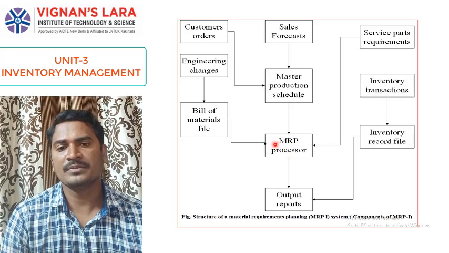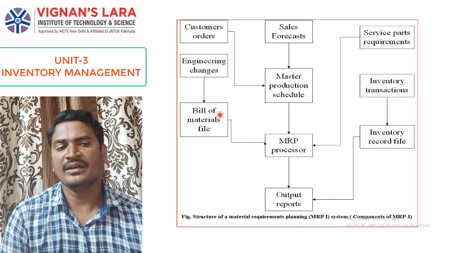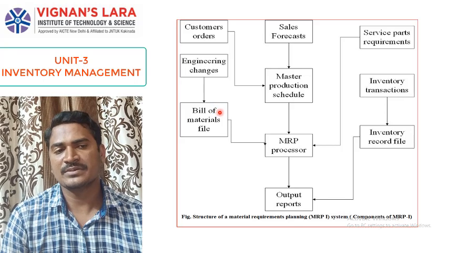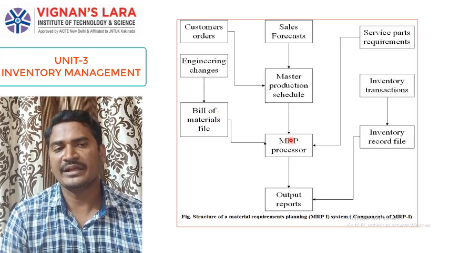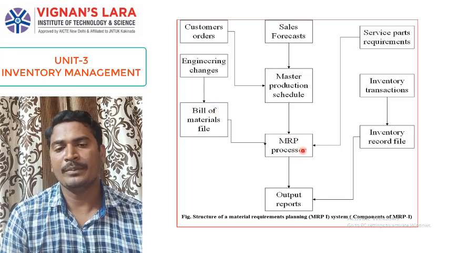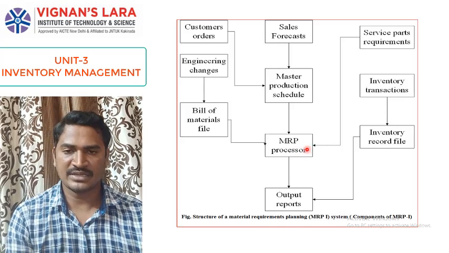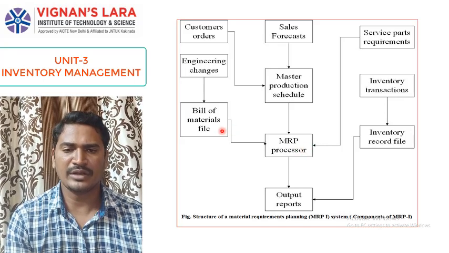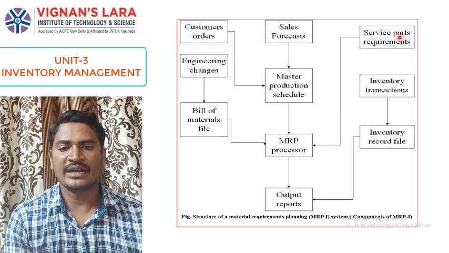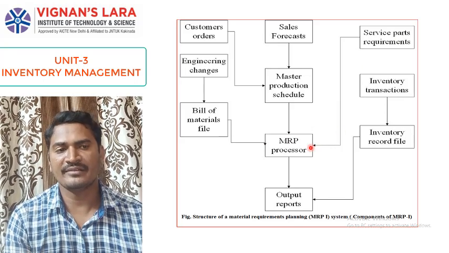After preparing the master production schedule, we go to the material requirement planning processor. Here, in this material requirement planning, sometimes we consider the master production schedule, or otherwise we take engineering changes and the bill of materials directly. Based on this bill of materials file, we directly implement the material requirement planning. We procure the materials based on the bill of materials.